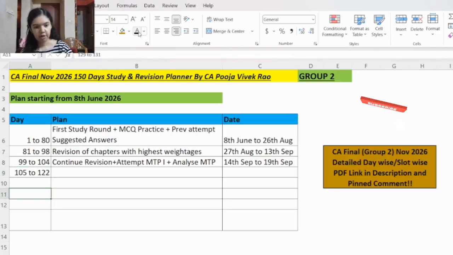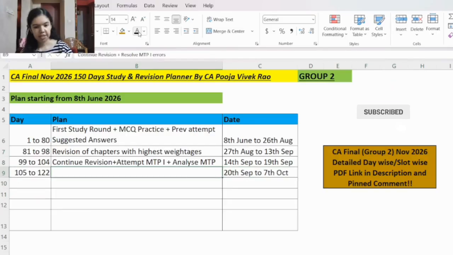So from day number 105 to day number 122, that is 20th September to 7th October, here you will be continuing your revision, that is revision of the other chapters. Thus, whatever mock test errors you have noted down, you will work on those errors.